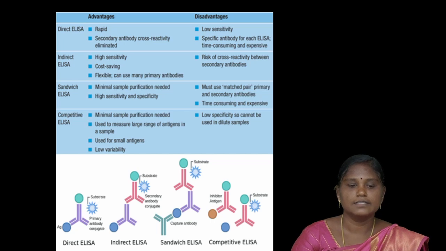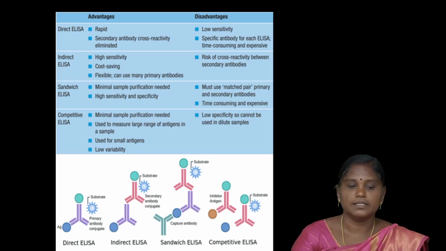And then we will see the indirect ELISA. In the indirect ELISA, the advantages are high sensitivity, cost saving, and flexibility, and it can use many primary antibodies. Then the risk is the risk of cross reactivity between secondary antibodies. We may not correctly estimate the result because of this risk of cross reactivity between secondary antibodies.